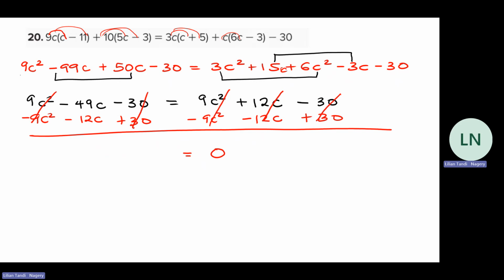Negative 49 minus 12 is negative 61c. And if I divide with negative 61, c is 0. Okay? Box your answer.